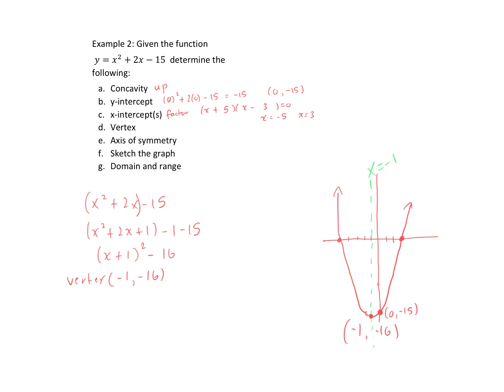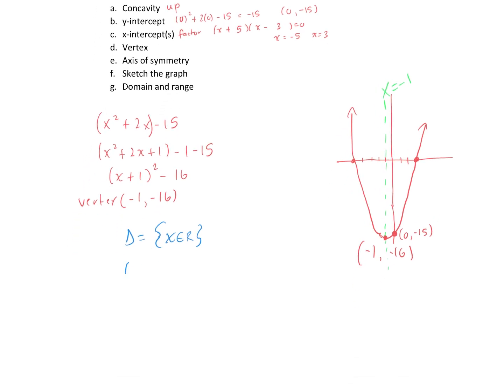And then finally the domain and range. Again, a parabola will always have a domain of any real number. And this time it has a bottom, right? It has a low point. So we'll say y has to be above the lowest point, which is negative 16.